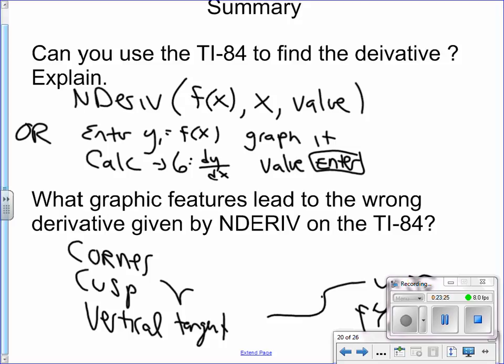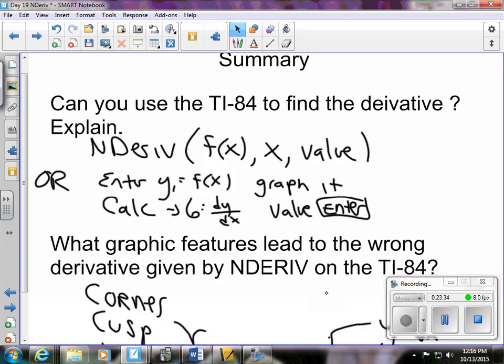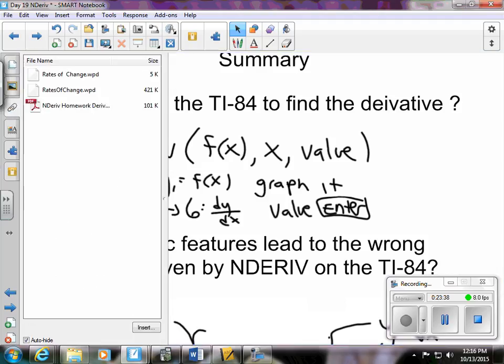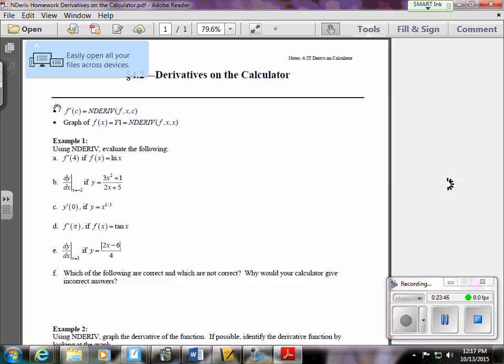No, so your homework is just the one side of the sheet. Does everybody see that there? Again? Let me see this. See if I have it here. Do I have it attached? No. nderiv homework. So it's a fun little sheet.